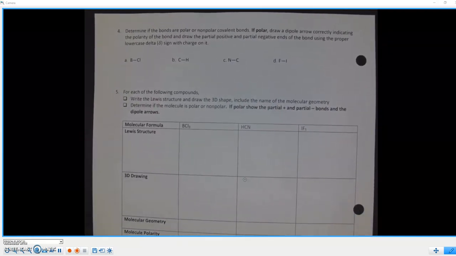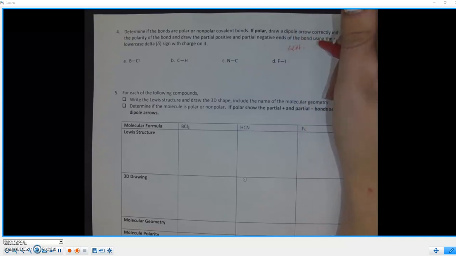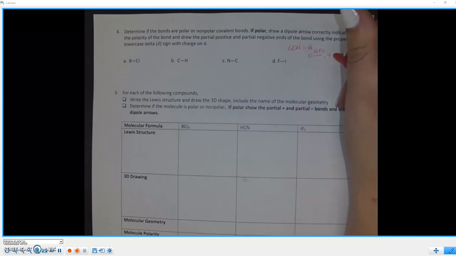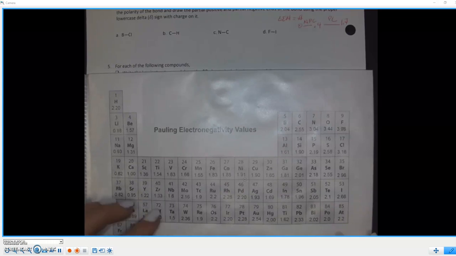Now we're talking about if bonds are polar or nonpolar. So remember how if we do the difference in electronegativity, if that number falls between 0 to 0.4, that would be a nonpolar covalent bond. But if it falls between 0.4 and 1.7, that would be a polar covalent bond. So we're going to use our electronegativity table. Everyone on the quiz, I've recorded these scores for you, so they are already on the quiz. You don't need the separate table.